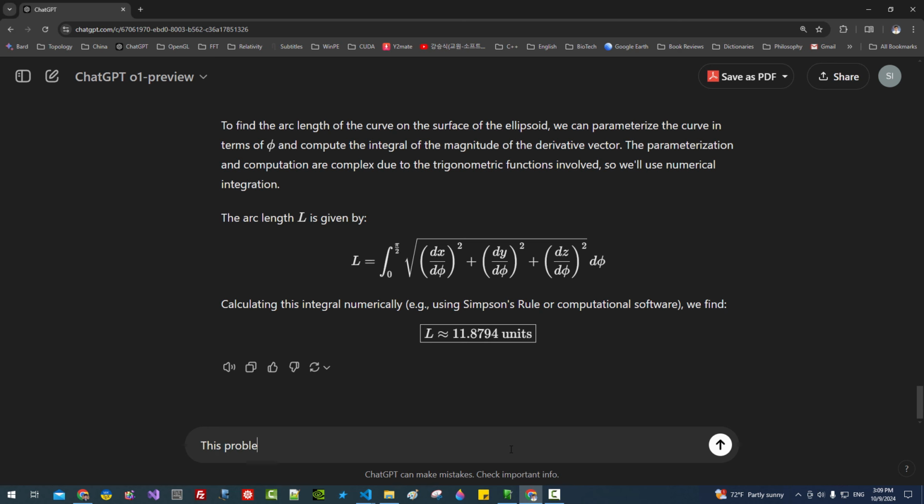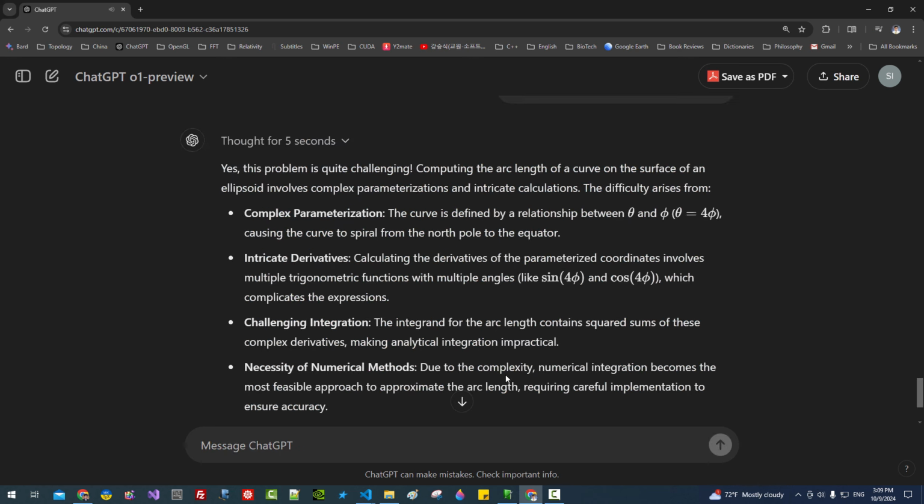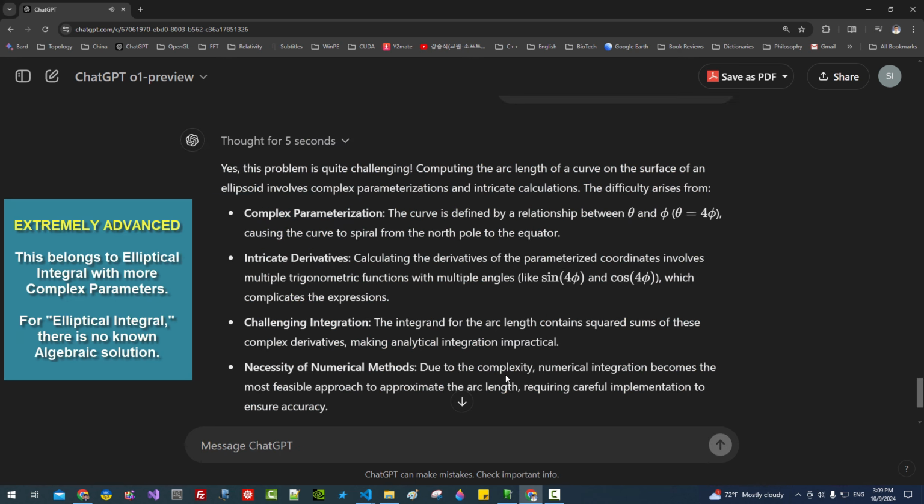This problem is quite challenging, isn't it? Yes, this problem is quite challenging. Computing the arc length of a curve on the surface of an ellipsoid involves complex parameterizations and intricate calculations. The difficulty arises from complex parameterization. The curve is defined by a relationship between theta and phi. Theta equals 4 phi, causing the curve to spiral from the North Pole to the equator.